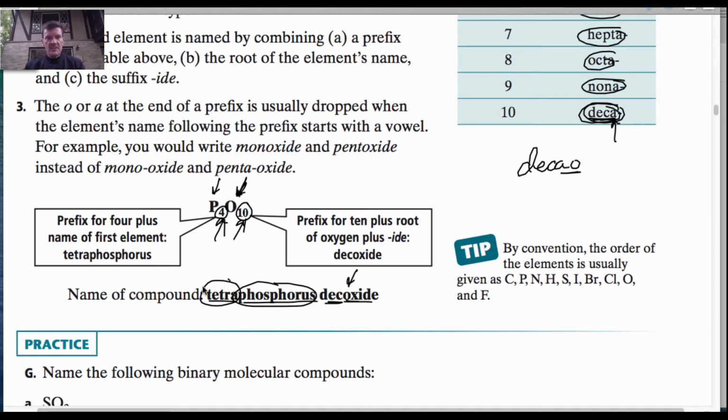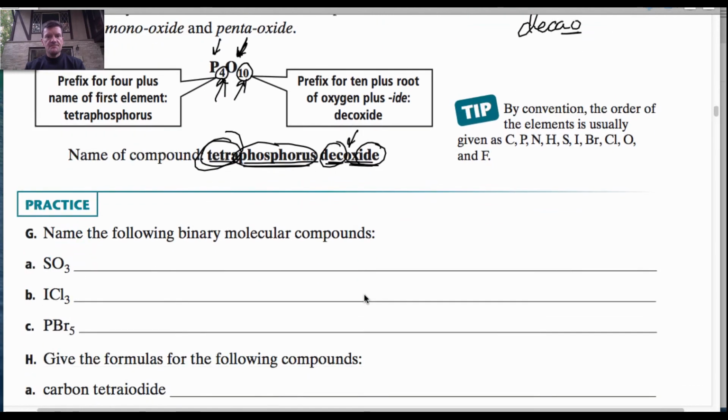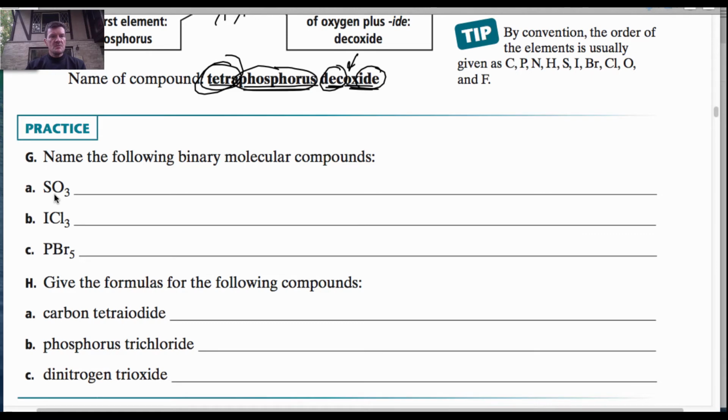Okay? There's your 4 for the first nonmetal. There's the 10 for the second nonmetal. The second nonmetal's ending changes to IDE. Okay? So what is this going to be? It's really simple. Covalently bonded compounds are easy to name because you just use the prefixes. So this is sulfur. You don't need the mono if it's the first one. If there's just one sulfur and it's the first element in the compound, you don't need to write monosulfur. It's just sulfur and then 3, trioxide.